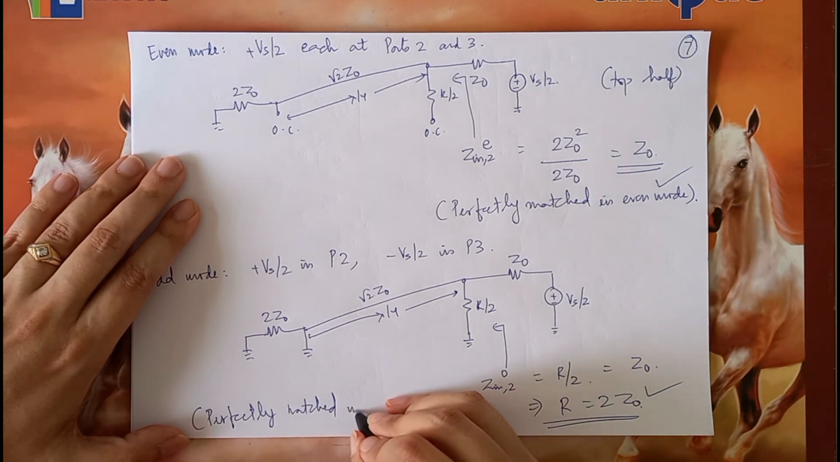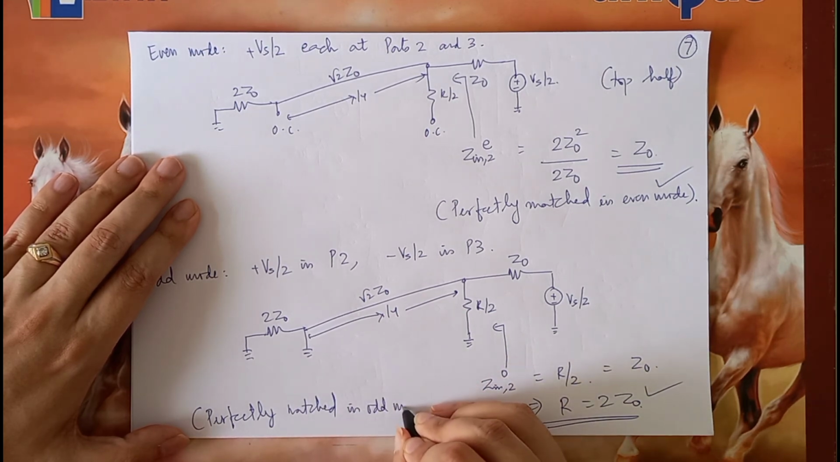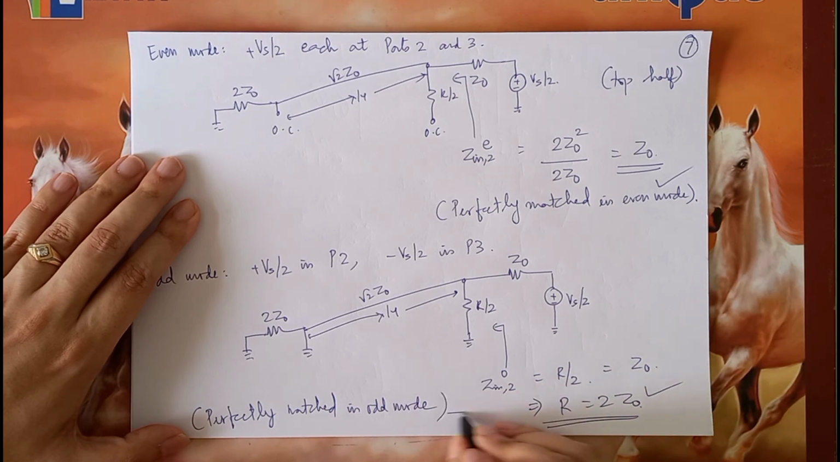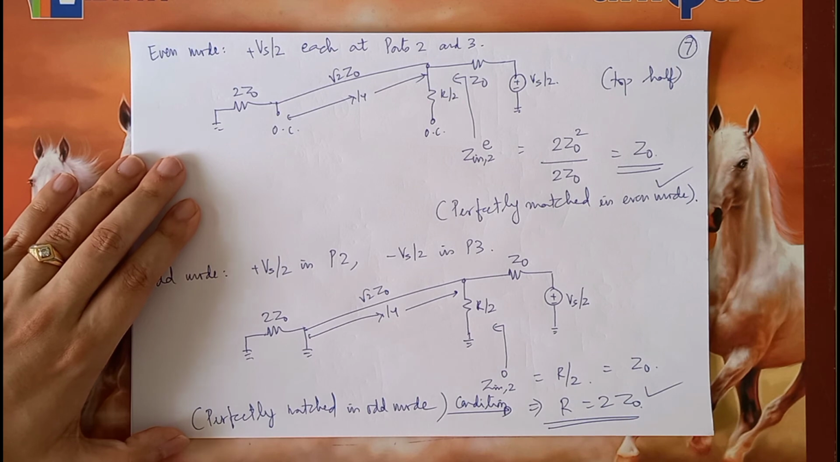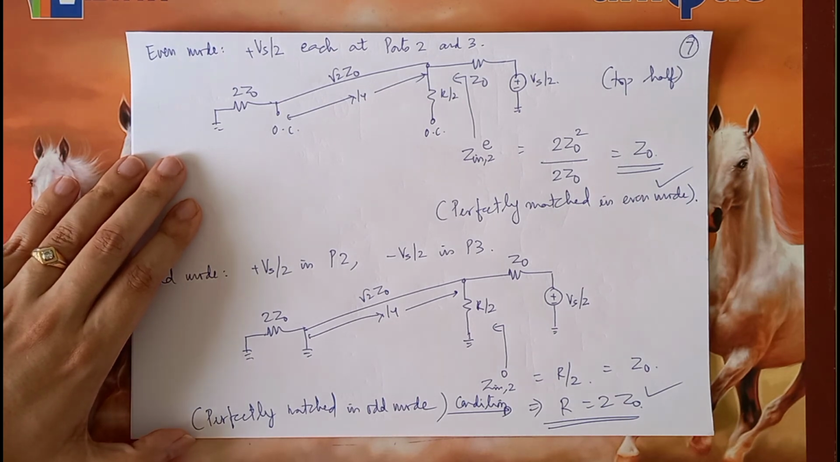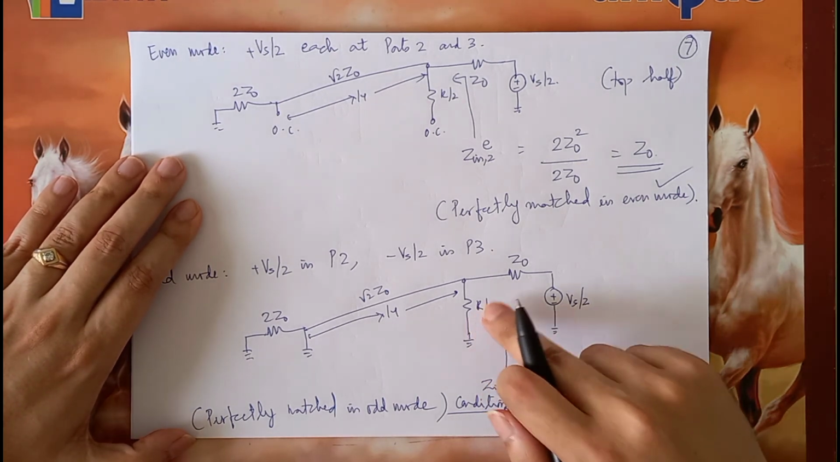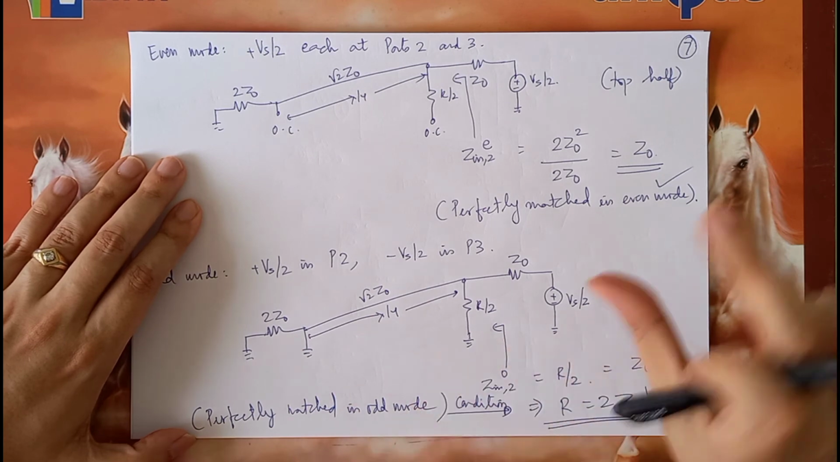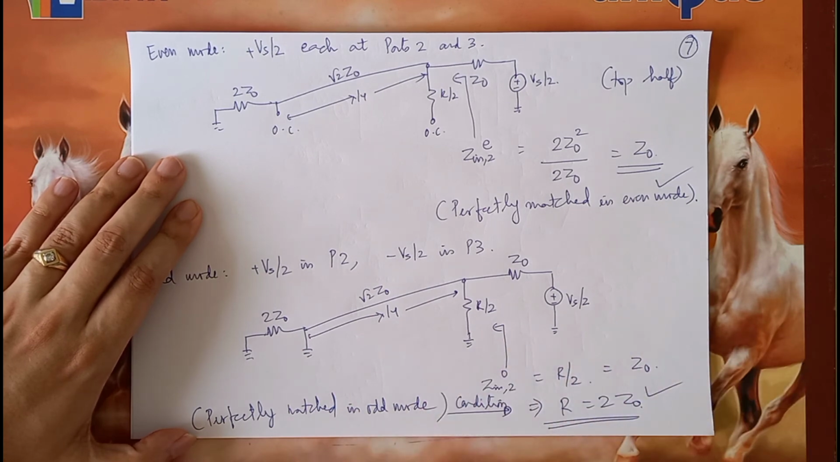Perfectly matched in the odd mode, but for this condition. This is very important. So now we know that the value of this resistor, which has to be placed between ports 2 and 3, must have the value of 2Z0, because for that R by 2 then can be Z0, and therefore it can help port 2 to be matched.